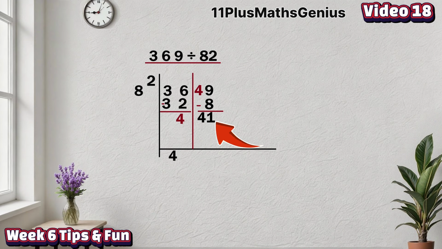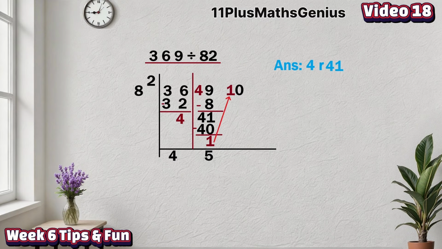This is our remainder. However, we can convert it into a decimal. Now 8 times 5 is 40. We subtract again and put it behind 0. We can add 0 after the decimal point. Now 2 times 5 is 10. 10 minus 10 is 0. So our quotient is 4 and the decimal part is 5. So the final answer is 4.5.